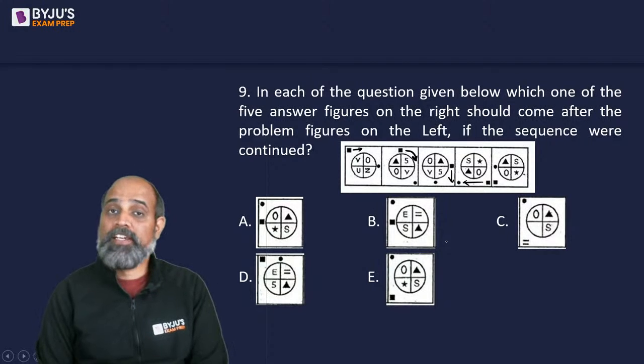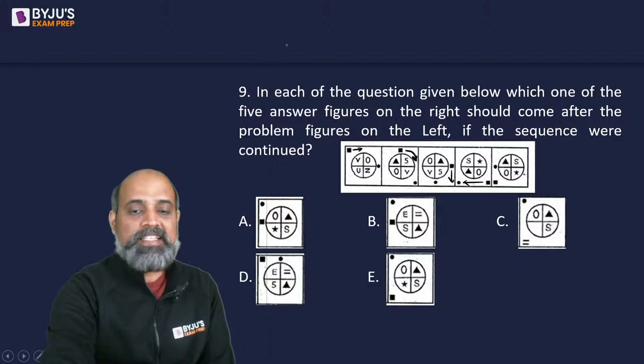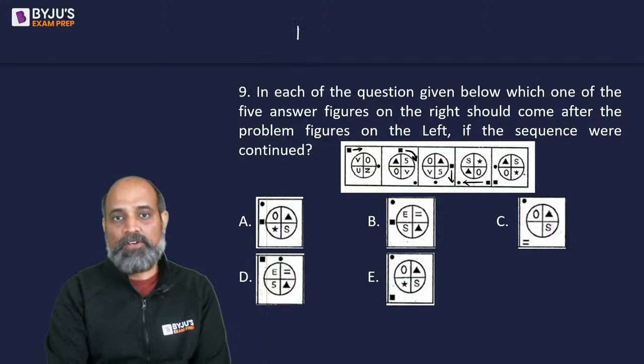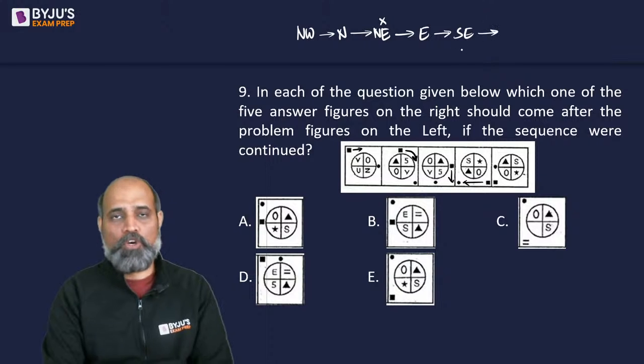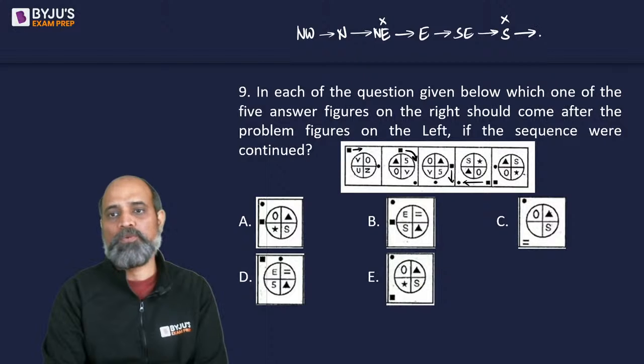I just gave you the hint here. So square was initially at the northwest, then it moved to north, then it was supposed to move northeast, but it did not. It straight away moved to east. Now from east, it moves to southeast. And from southeast, going by this logic, it should be moving to south. It doesn't, it moved towards southwest.